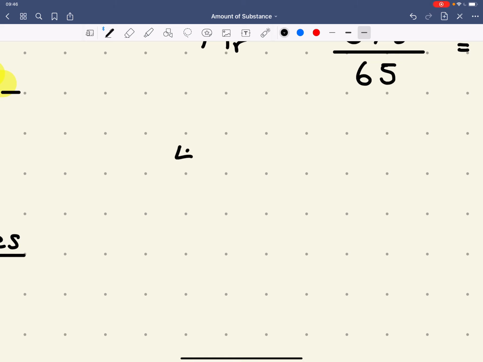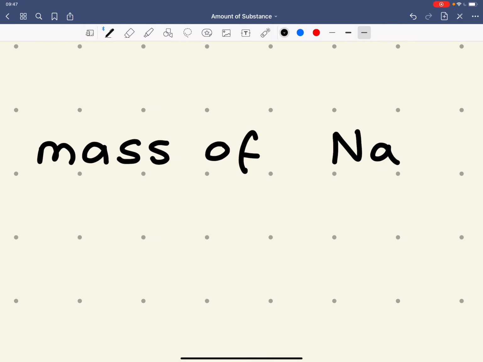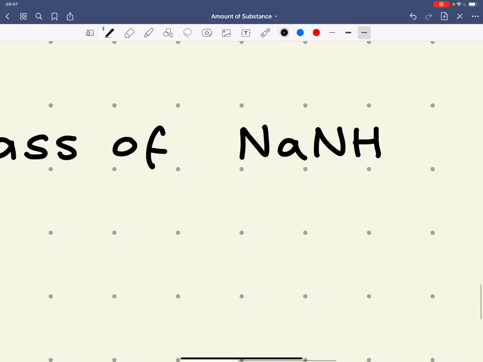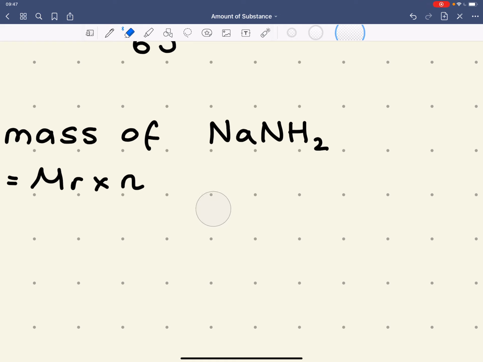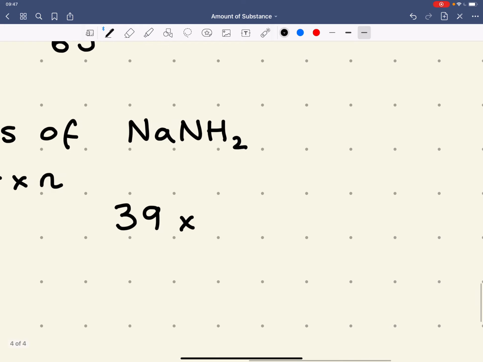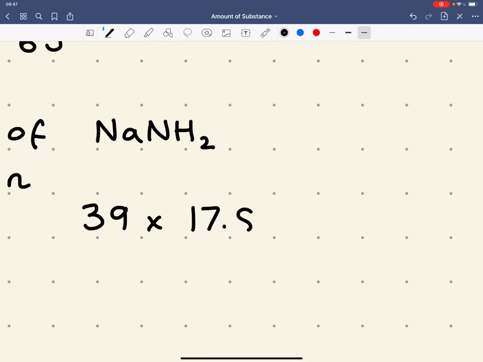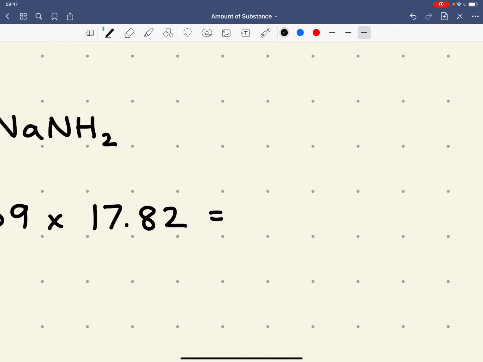Step 4, we now need to work out the mass, and this will give us the final answer, the mass of NaNH2. And again, mass is MR times moles. So we've got an MR of 39. Multiply that by the number of moles, which is 17.82. That will give you a mass of 695 grams.